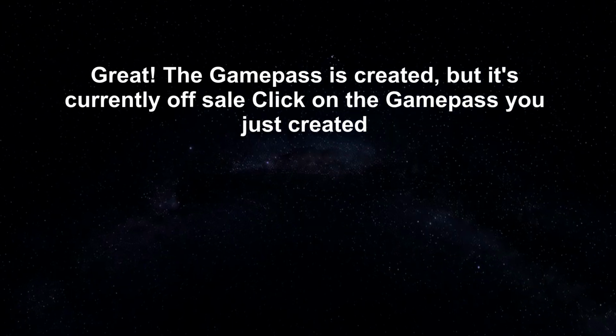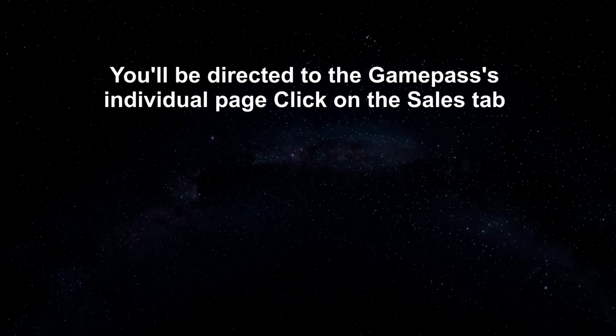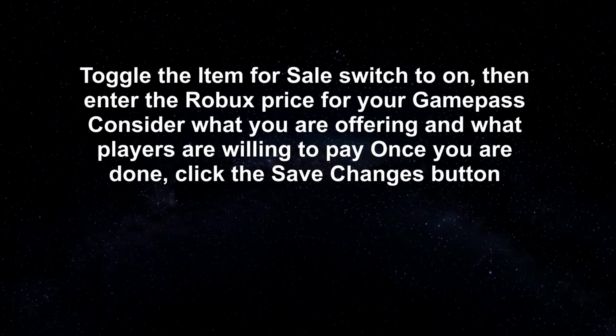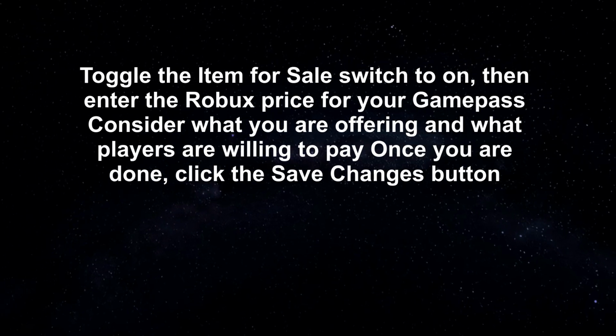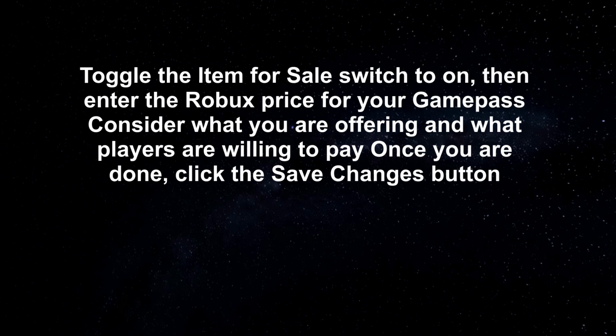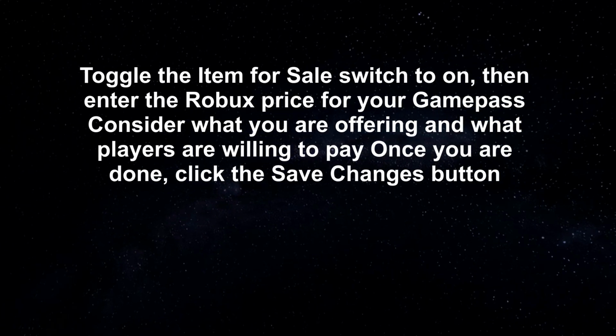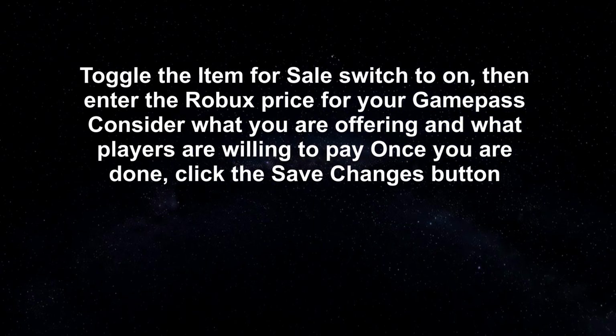Click on the Game Pass you just created. You'll be directed to the Game Pass's individual page. Click on the Sales tab. Toggle the item for sale switch to on, then enter the Robux price for your Game Pass. Consider what you are offering and what players are willing to pay. Once you are done, click the Save Changes button.